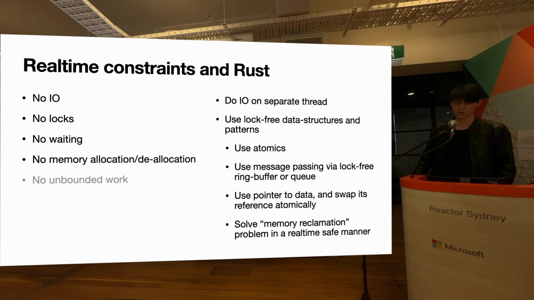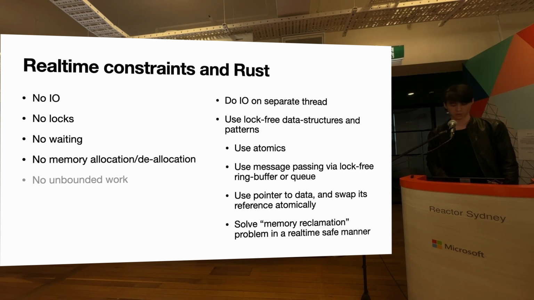So the solution for this constraint would be to do the work on other threads and communicate the results. You want to use lock-free data structures and patterns where possible. If the data is really small, like a gain parameter, just a number, then you can rely on atomics. If the data is larger, or you need to update it transactionally, then you can either use message passing via a lock-free queue, or you can use a pointer swap pattern that I'll show.